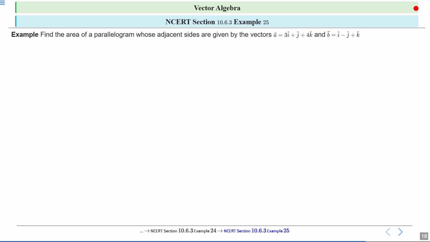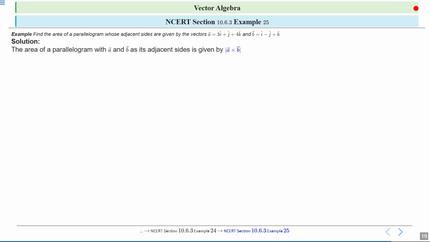You can remember i cap, j cap and k cap are the unit vectors along x, y and z axis. So the area of a parallelogram formed by the two vectors is given by the magnitude of their cross product. We will work through this step by step. So let's see how we can solve this. This question asks us to find the area of a parallelogram formed by two adjacent sides, right? And the sides are given. So the area of a parallelogram with A vector and B vector as its adjacent sides is given by magnitude of A vector cross B vector, right?